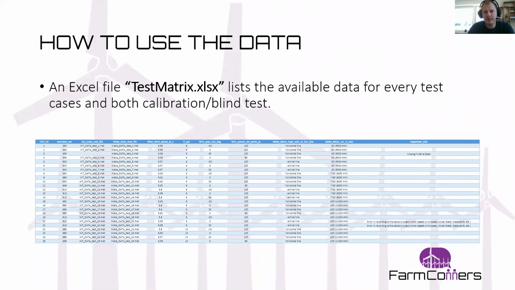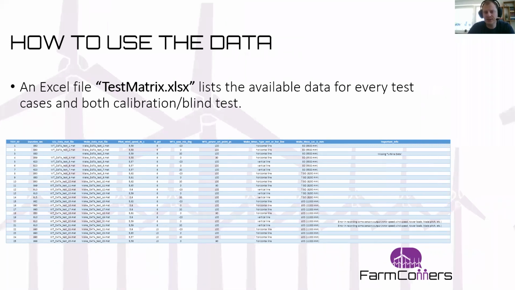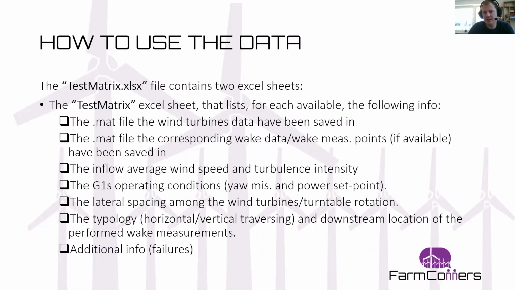So basically, we have an Excel file called test metrics that lists all the available data for every test case, both calibration and blind test. This Excel file contains 2 sheets. The first one, called test metric, lists for all cases where the wind turbine data have been saved, where the wake data have been saved, the inflow average speed, turbulence intensity, the operating conditions of the G1s, the layout, so lateral spacing between the turbines or the turntable rotation, which kind of wake measurements were performed, and also other info.